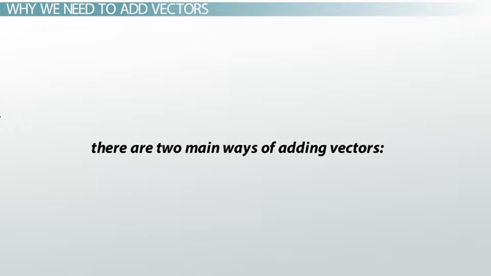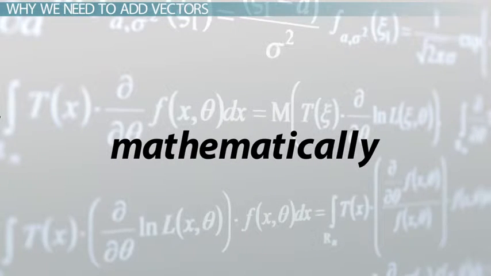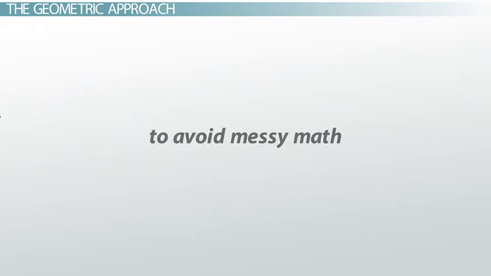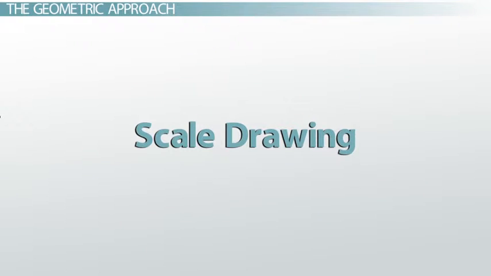There are 2 main ways of adding vectors, mathematically and geometrically. In this lesson, we're going to go through the geometric approach, adding vectors tip to tail. To avoid lots of messy math, the geometric approach has a nice simplicity to it. All you have to do is draw a diagram. Of course, you do have to draw a very accurate diagram, a scale drawing.